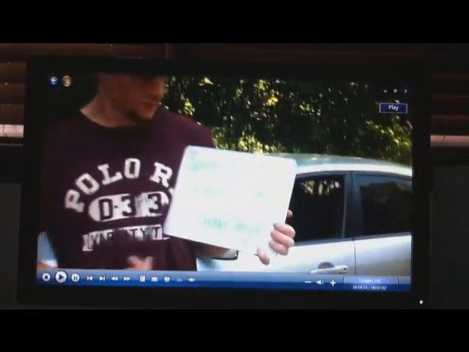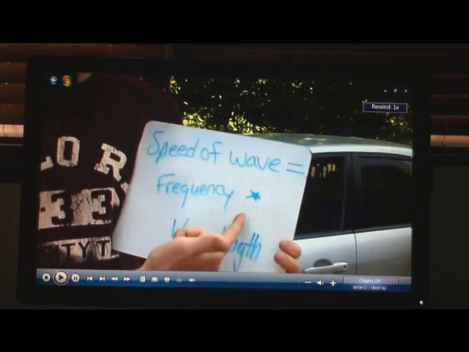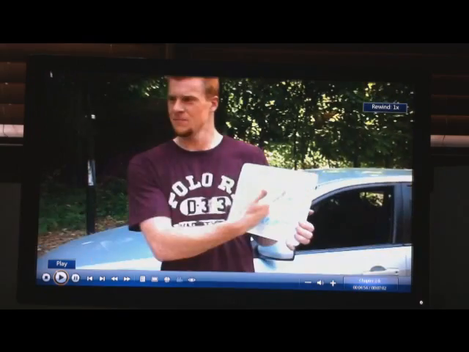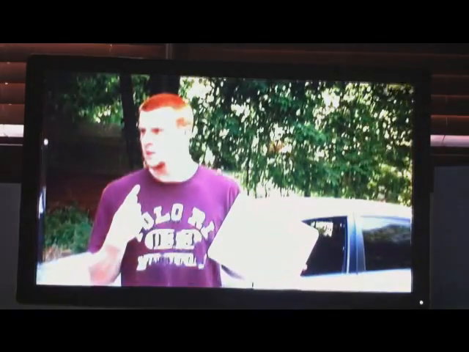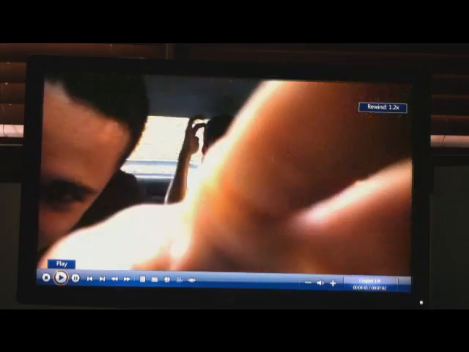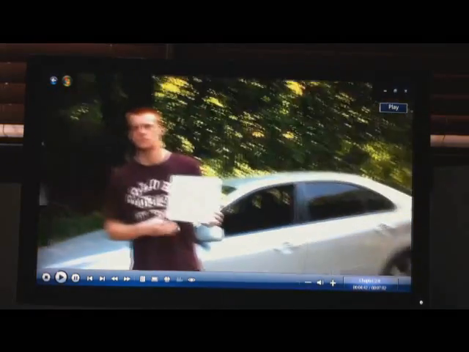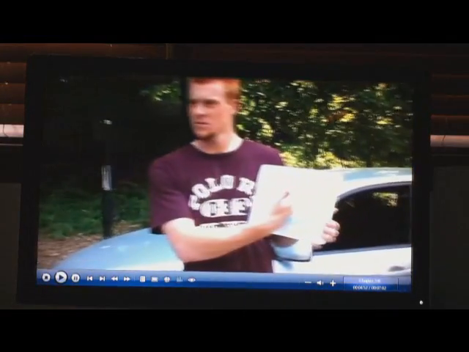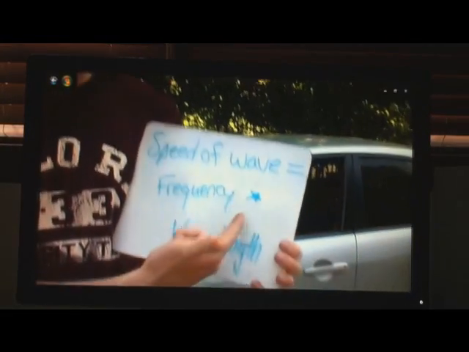Did you know? Speed of a wave equals frequency times the wavelength. The more you know.